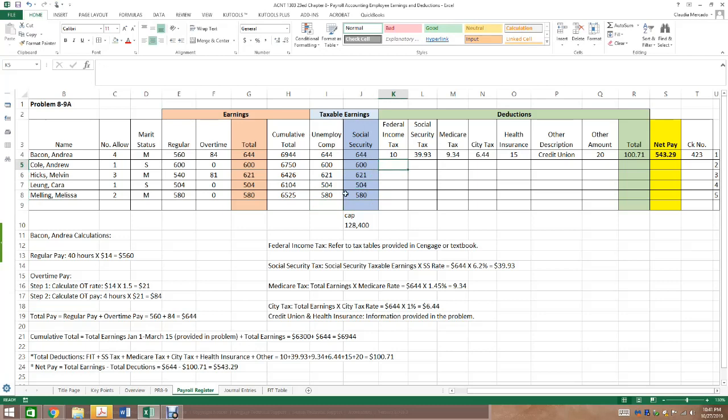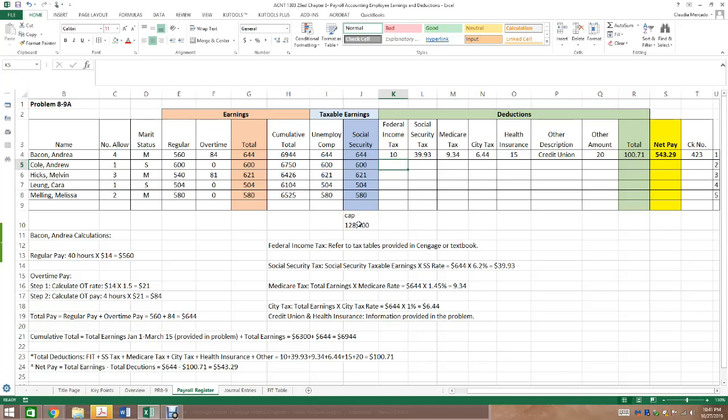So just remember that the taxable earnings is how much of this earnings for this week are you going to pay taxes on. Okay, for Social Security, remember we pay taxes on the first $128,400. Are these employees close to that? No, they're not. They barely earned in the 6,000 range. Okay, so they still have ways to go to reach the cap. So what does that mean to the employee? That they're going to be paying Social Security tax until they reach that cap.